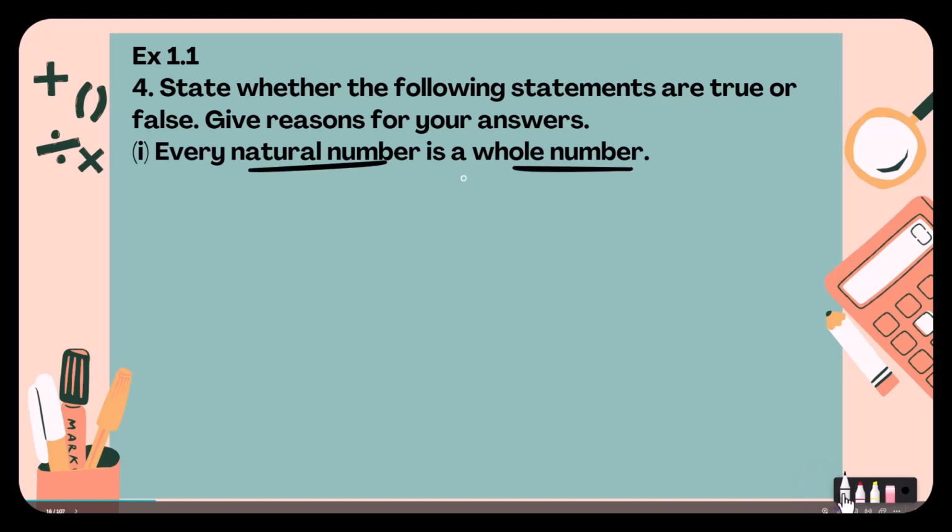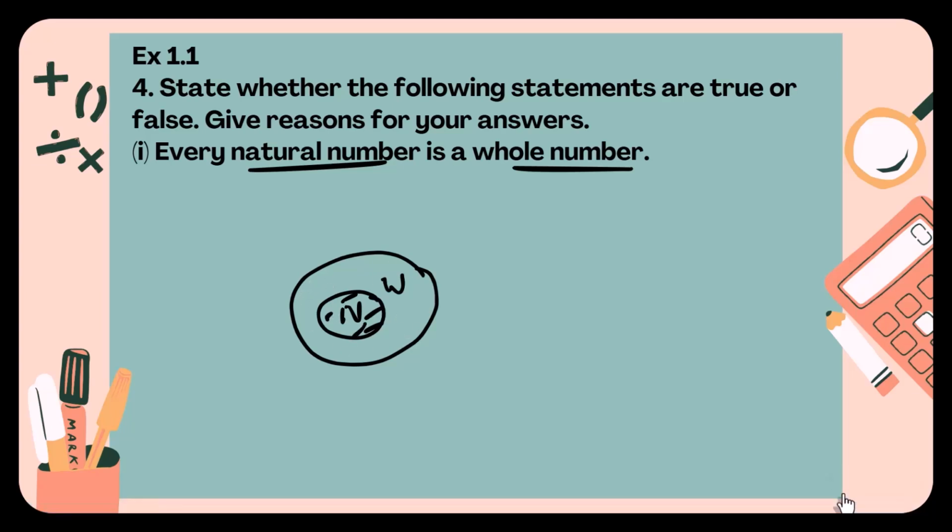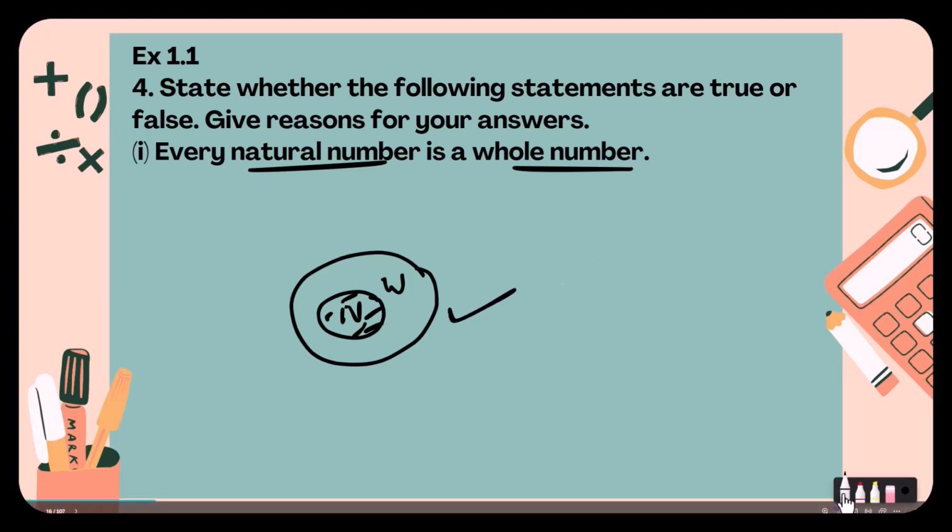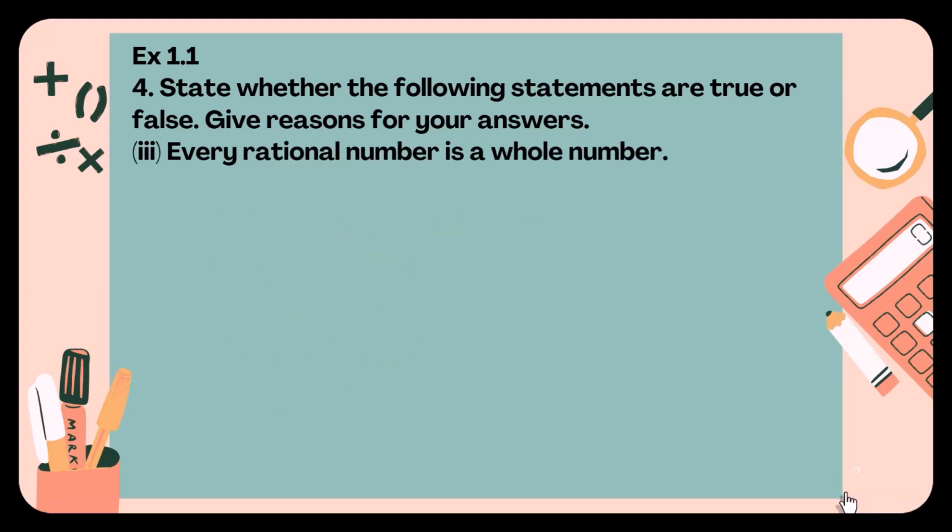How do we do it? Natural numbers are the first counting numbers we learned. Then we learned whole numbers, right? So every natural number, is it a whole number? Yes, it is. Natural numbers are inside whole numbers. Natural numbers are 1, 2, 3, 4, and go on till infinity. Whole numbers are 0, 1, 2, 3, 4. So every natural number is a whole number? Yes. Next one: every rational number is a whole number.